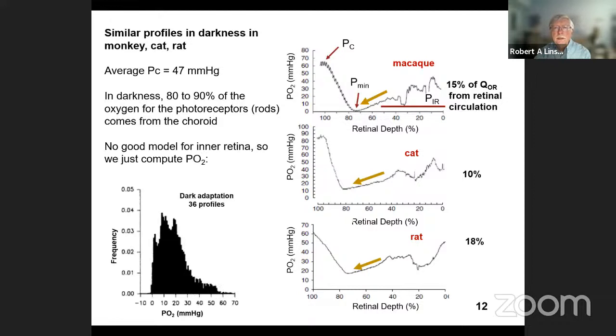So because there's no good model for the inner retina in an intact retina, we tend to look just at the average values of PO2 in the inner retina. And this is what the distribution of PO2 values is for a bunch of profiles in cat retina. The average value is somewhere between 15 and 20 millimeters of mercury.